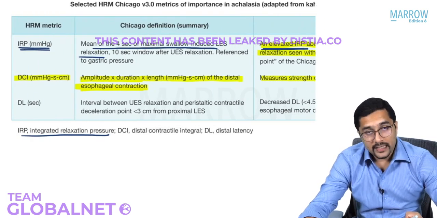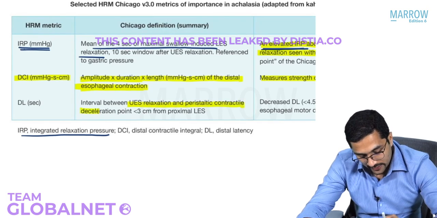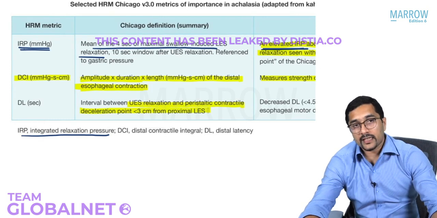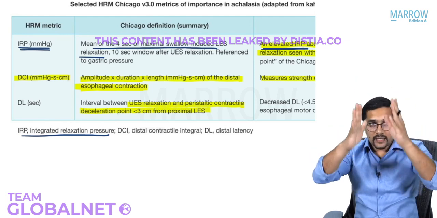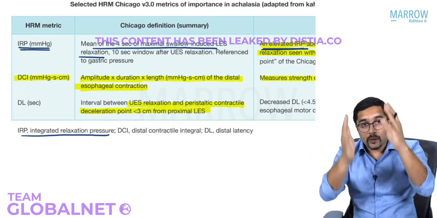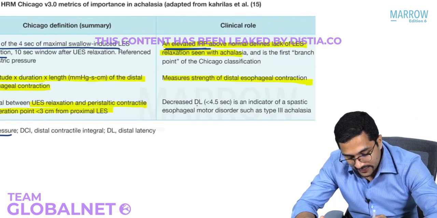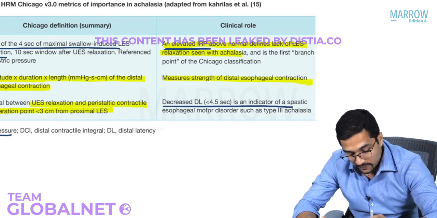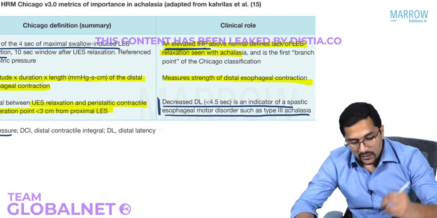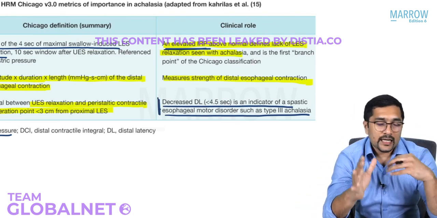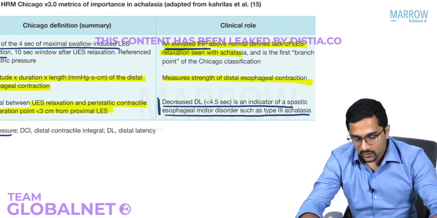And distal latency is the interval between the upper esophageal sphincter relaxation and the peristaltic contractile deceleration, less than 3 centimeters proximal to the lower esophageal sphincter. So how quickly is the peristalsis traveling? That is the distal latency. And decreased distal latency is an indicator of spastic achalasia, that means type 3 achalasia. So these were three terms which are used, and we are going to put them to use when we talk about individual motility disorders and the Chicago classification in detail.